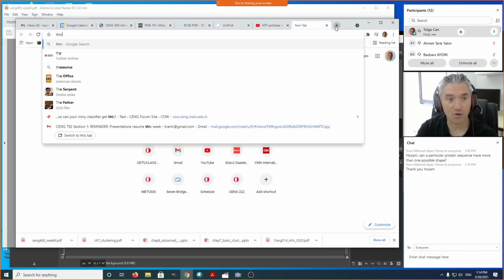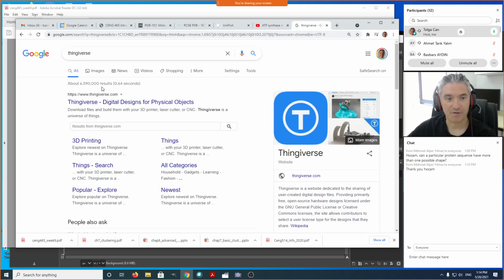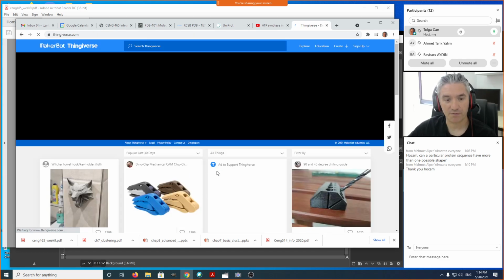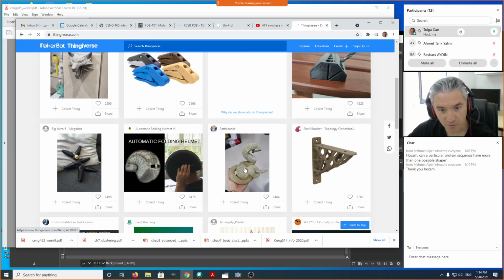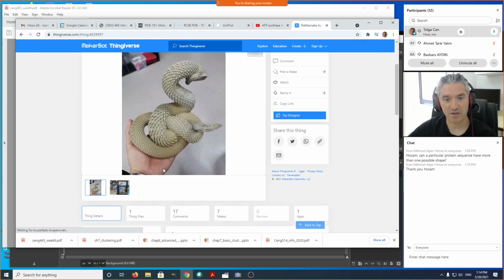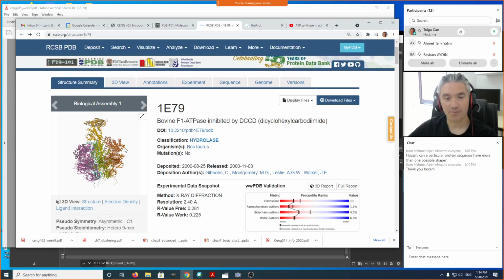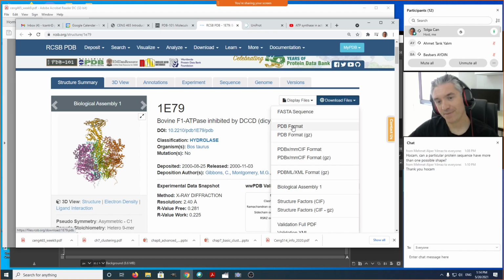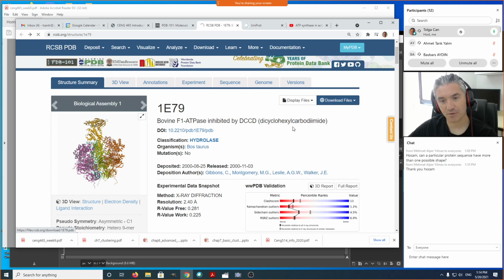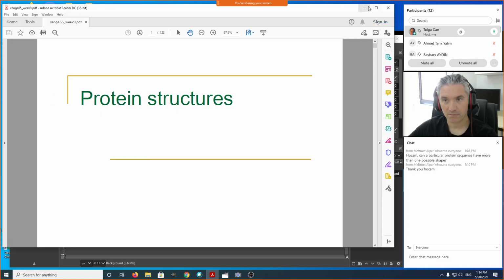So what I mean is that if you go to a place like Thingiverse and you want to develop a three-dimensional model of something digital, for example, like this rattlesnake. This rattlesnake is a three-dimensional shape. When you try to download it, you're going to be presented with triangles, edges. So it has a geometry. Just like that, our proteins, this three-dimensional protein, has a geometry, and you can download it. PDB format is the most widely used format for representing protein structures. So if we download this PDB format, let's see how it looks.